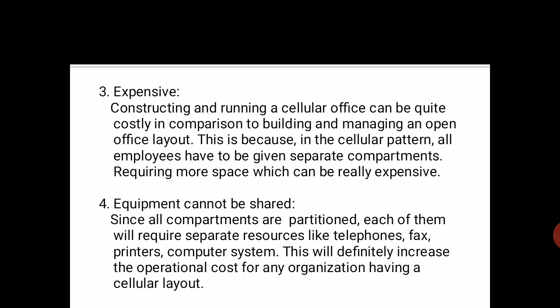That means in a cellular layout, the disadvantage is that equipments cannot be shared. So if you pass on one system to one person, the same system cannot be used by the next one. So in that sense, we need more number of facilities for the workers.